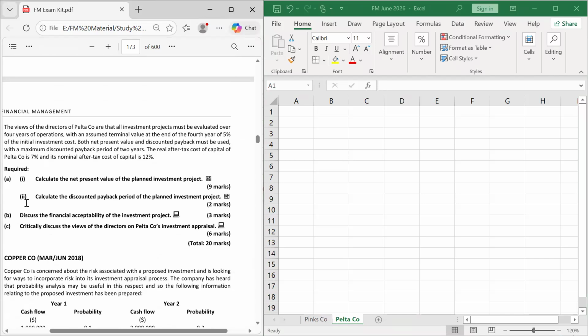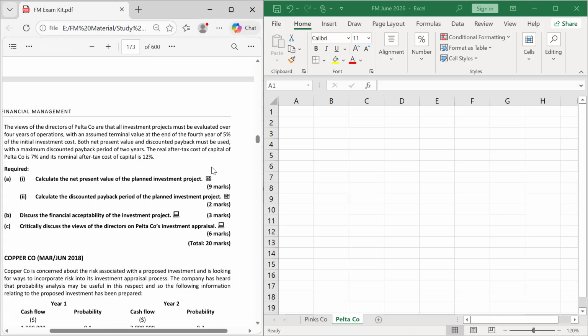Requirement two is of part A, calculate the discounted payback period. So you have to calculate the discounted payback period of the investment project as well. Discounted payback, you know how we calculate using that format of present value and then cumulative present value. Then in part B, you have to discuss the financial acceptability of the investment project, which means you have to type whether you should go with the project or not.